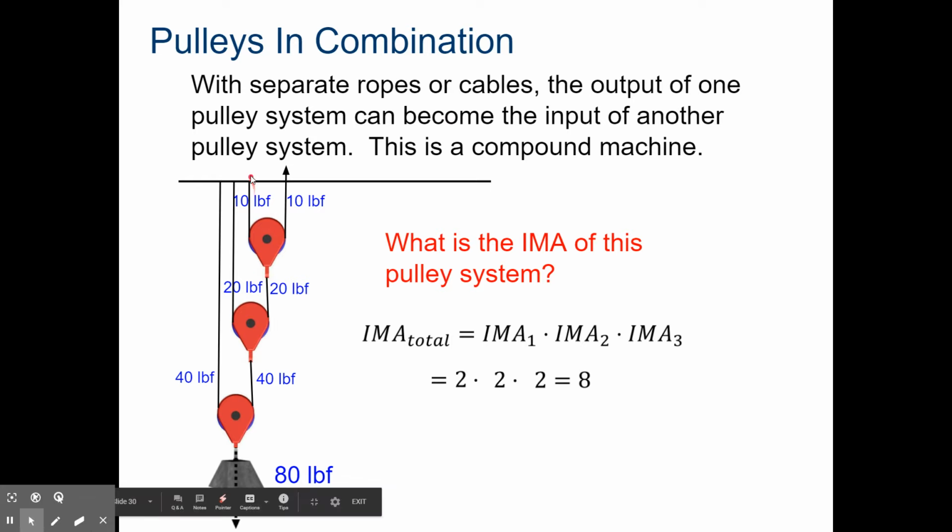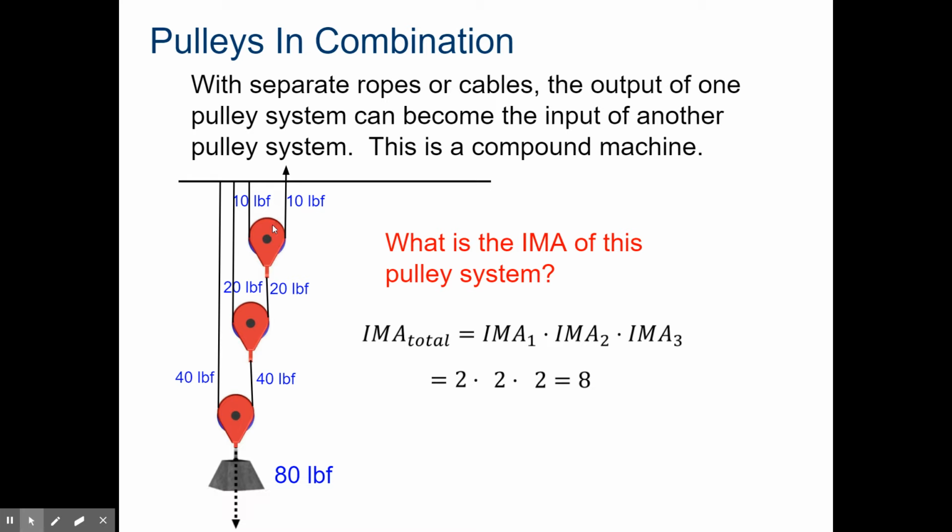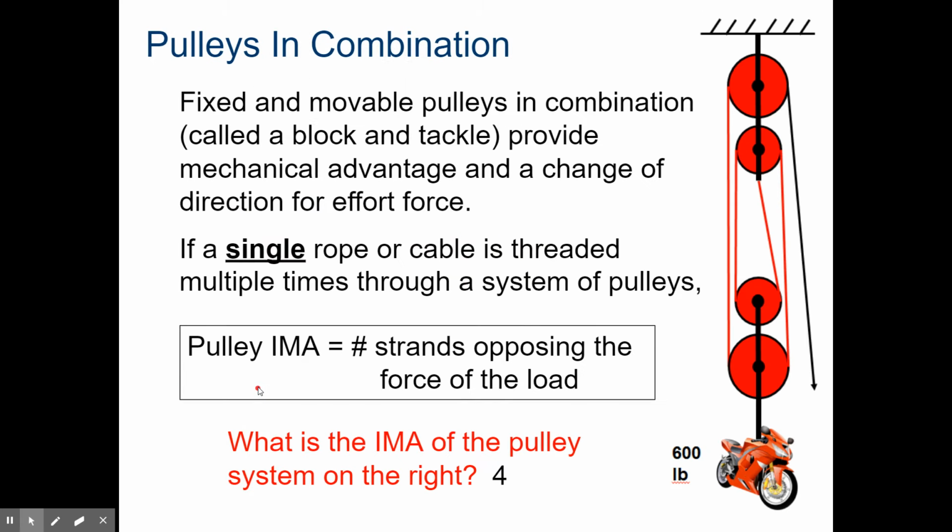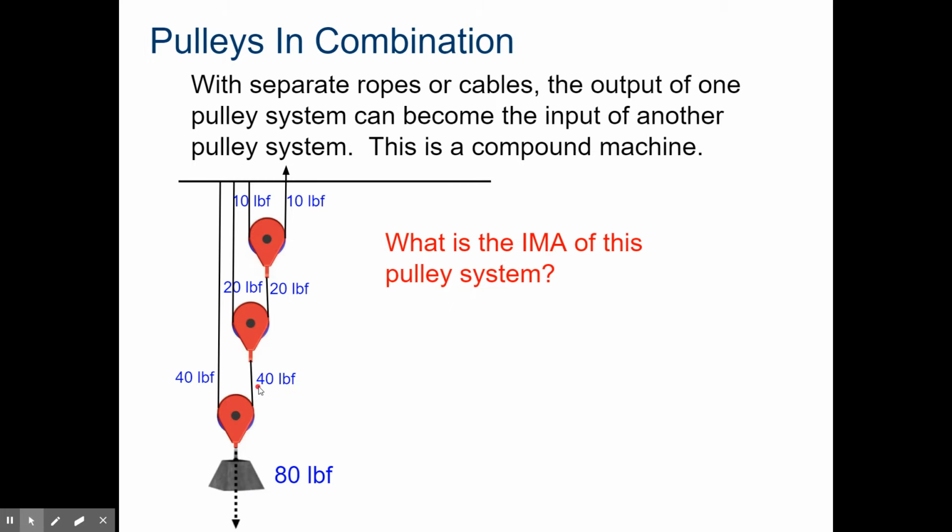I have 1 strand here at this pulley. This is a movable pulley. I have another strand here with this movable pulley. And I have another strand here with this movable pulley. So that's different. We don't count the strands here. We only do that when we have a single strand. Here we have different. So we're going to take each pulley individually.